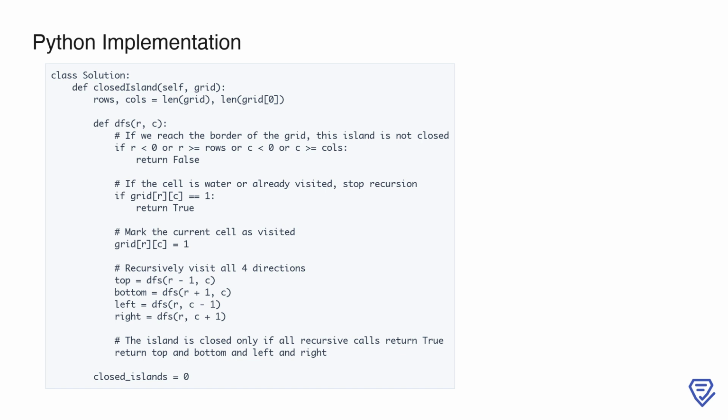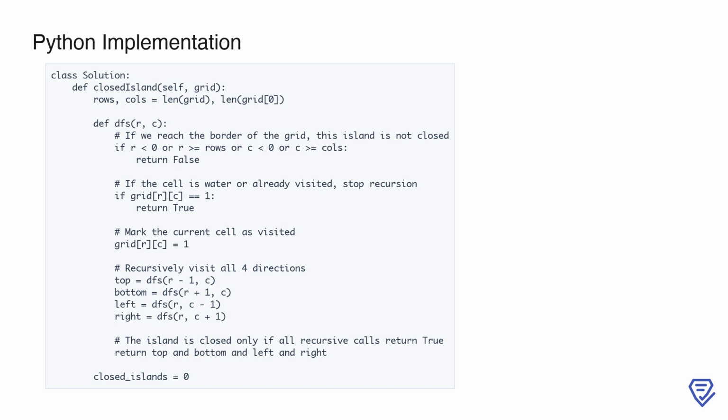Next, we define a helper function called DFS, short for depth first search. This function is crucial for exploring the grid and checking if a piece of land is part of a closed island. Inside the DFS function, the first condition checks if we've reached the boundary of the grid. If so, the island is not closed, so the function returns false. The second condition ensures that we stop the recursion if we encounter water or if the cell has already been visited, meaning it's been marked as 1.